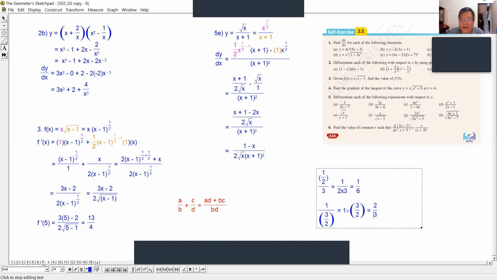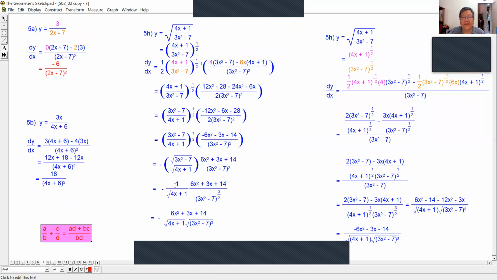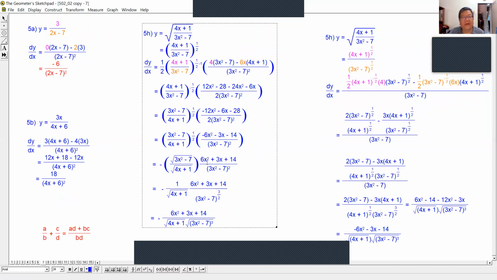You want me to explain how to do this? This one, number 5. Have you tried number 5H? Yes, teacher, it is difficult. It's difficult because you can look at it in two ways.